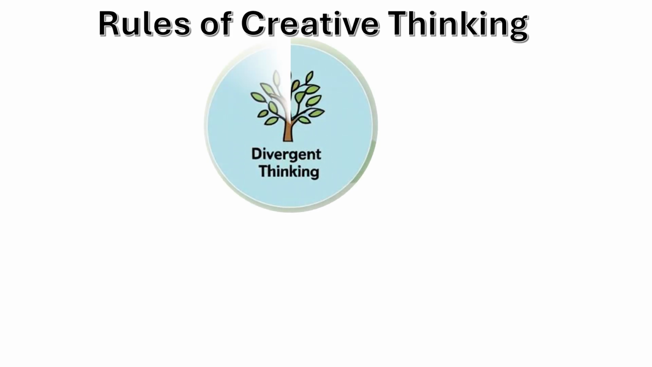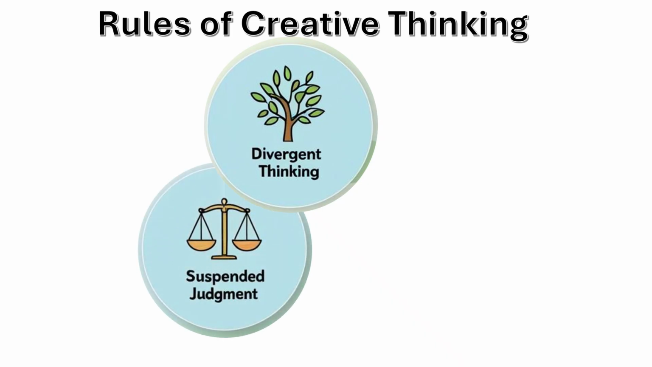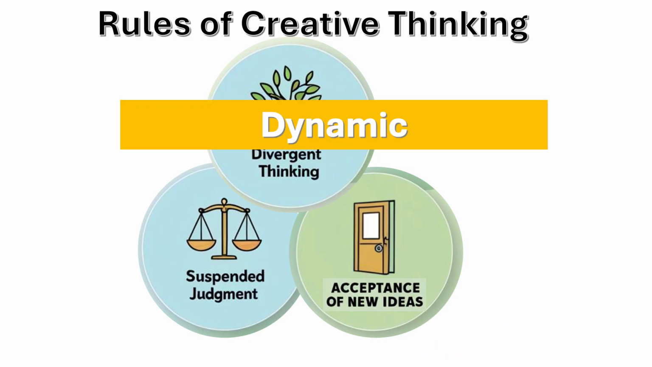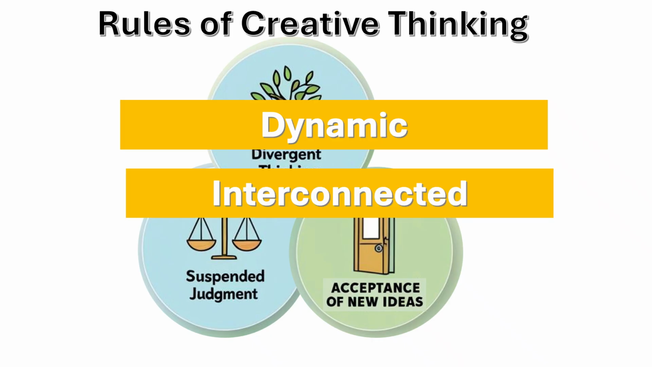Let's put it all together. 1. Grow your ideas like a branching tree. 2. Don't judge too soon. Delay or suspend your judgment. And finally, accept every idea as a possibility. Creative thinking is a dynamic process comprising 3 interconnected rules: divergent thinking, suspended judgment, and acceptance of new ideas.